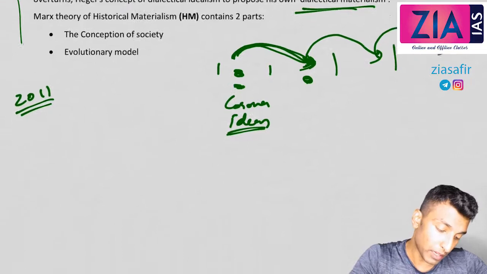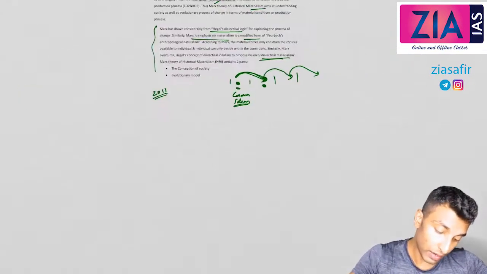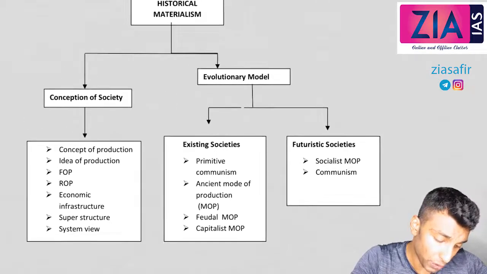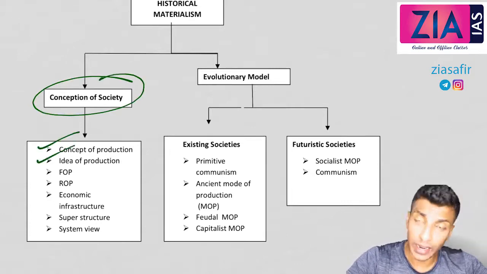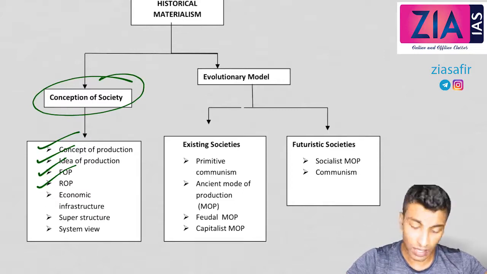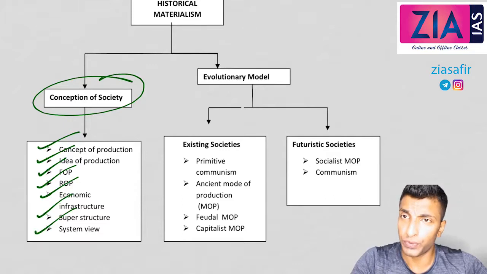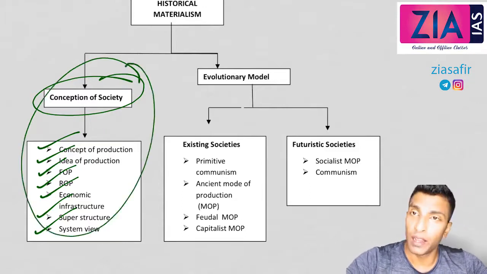Marx's theory of historical materialism contained two parts: the conception about society and the evolutionary model. So this I have just explained, what the two parts are. There is the conception of society, where you will write the concept of production, FOP, forces of production, relations of production. You know this: economic infrastructure, superstructure, system. If you are watching this video first, please watch the previous video, then only you can complete it, okay? So this we have discussed in the previous video.